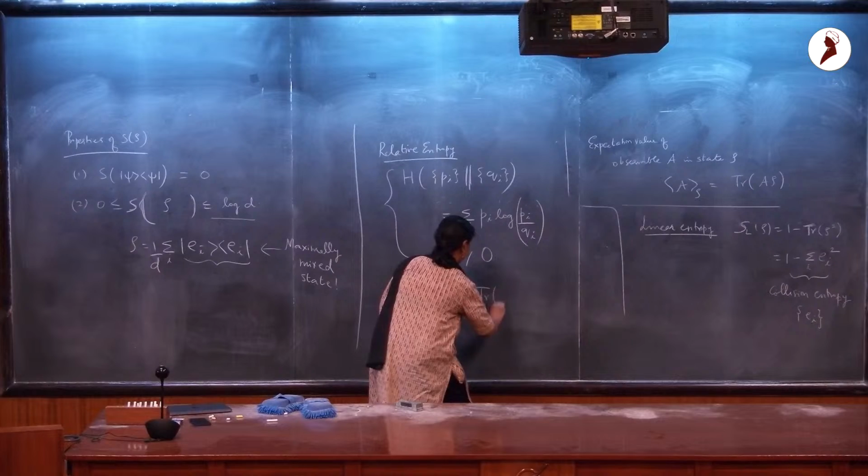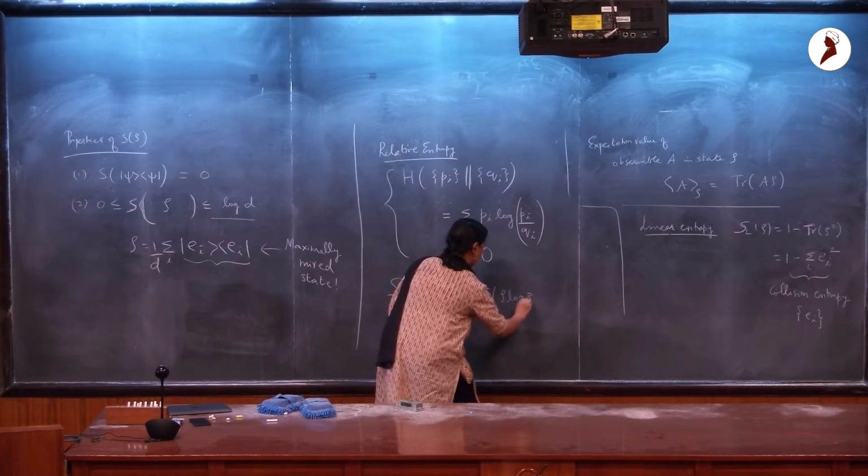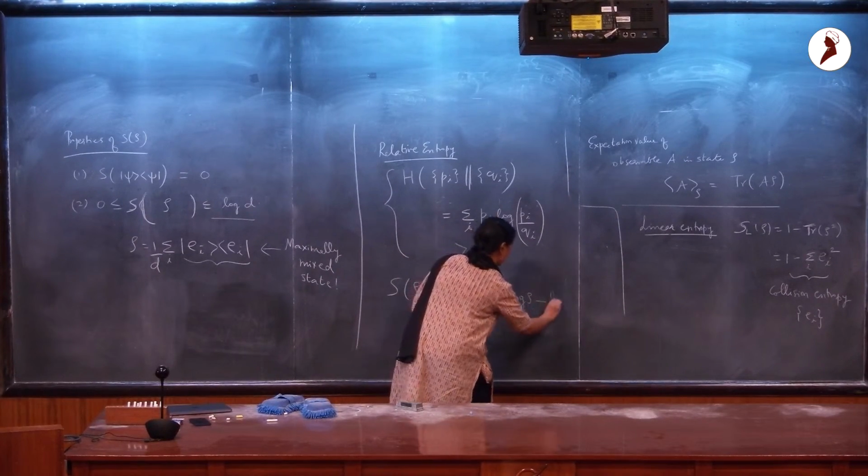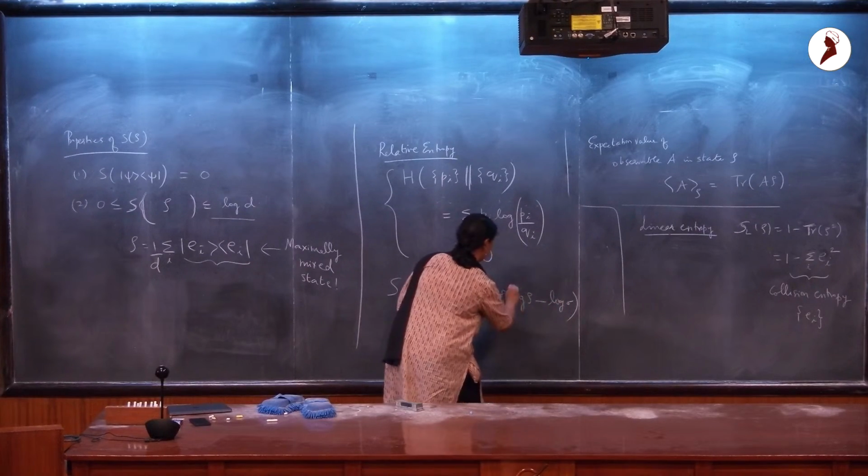I'm going to say this is the trace of rho log rho minus rho log sigma. Okay?